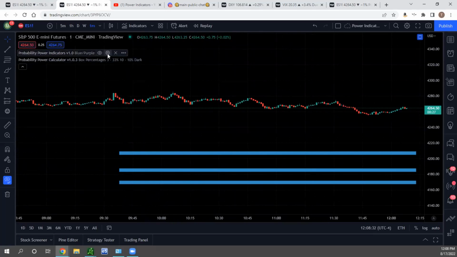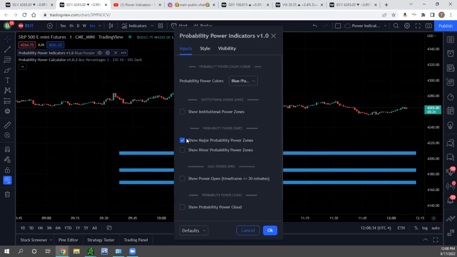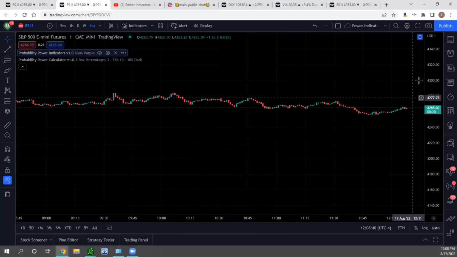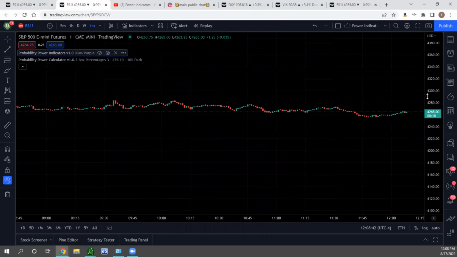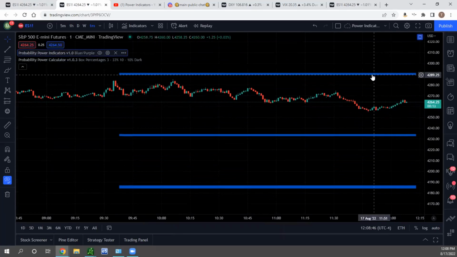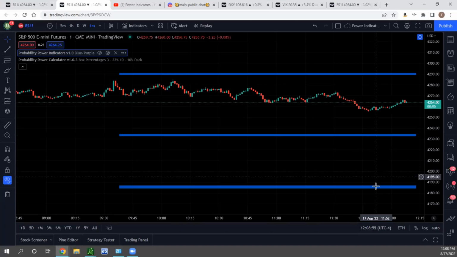And then I'll go back to the gearbox. I'll turn off the major zones. Now I'll turn on the minor zones. I'm not sure if we have any minor zones. Oh, there we go. So we do have a minor resistance above us here at 4290, and then a minor support 4235, and then looks like there's actually a couple down here around 4185.